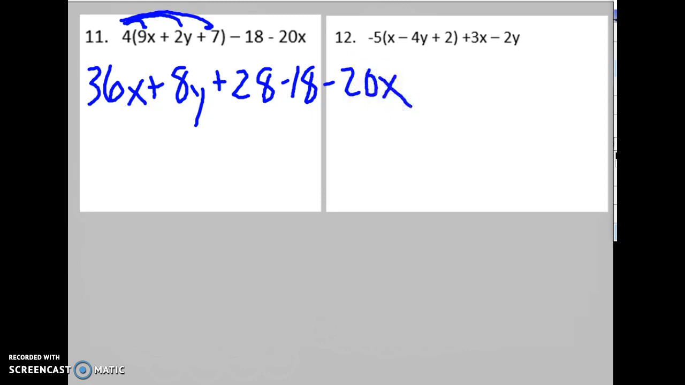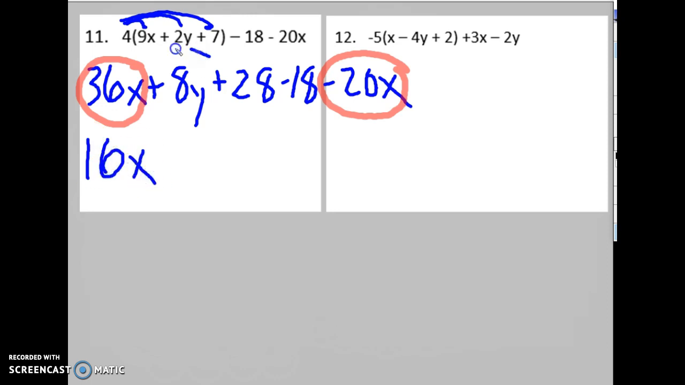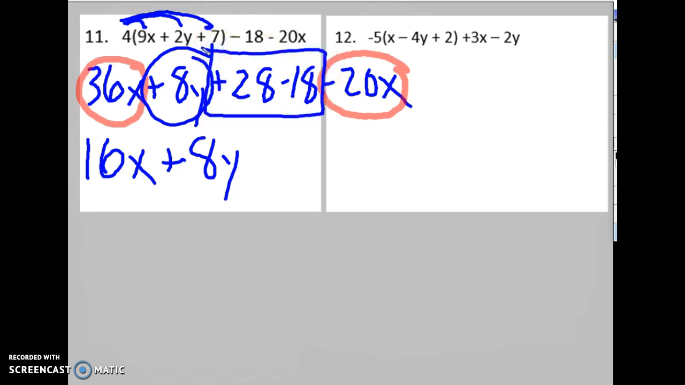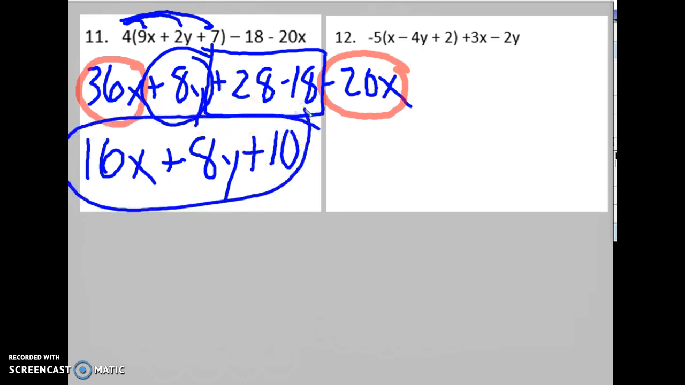Now from here, just simply combine your like terms. So we look for the x's, and it looks like I have two things that need to be combined there. So we're going to do 36 minus 20, and that's going to give me a sum of 16x. Notice I have nothing to put together with the y, so that just drops down as plus 8y. And then lastly, I do have a positive 28 with a minus 18, just constants, no variables with it. So 28 minus 18 gives me a positive 10. So my final answer in this problem is 16x plus 8y plus 10.